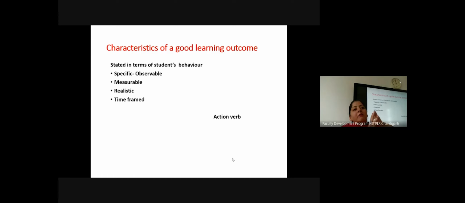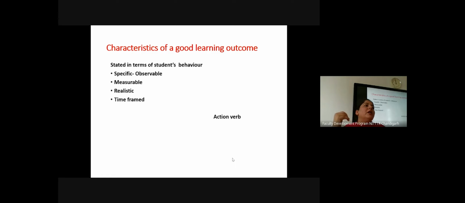A teacher cannot say that my intention was this but resources were not available, that is why my student is not able to achieve this learning outcome. If those resources are not available, map those resources available offline, online, virtually, and define a learning outcome that your student is able to achieve. So be realistic when you are defining the learning outcomes in terms of student performance.